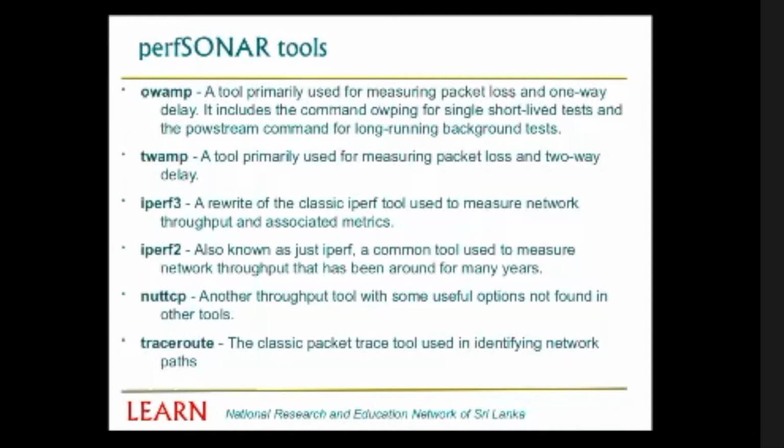So these are the perfSONAR tools. One is OWAMP. This tool is used for measuring one-way latency. That is, only the latency of one direction will be measured. The other one is TWAMP. This tool is used to measure two-way latency, and it can also measure packet loss. So it is like a ping tool.